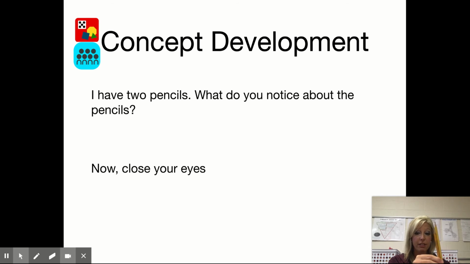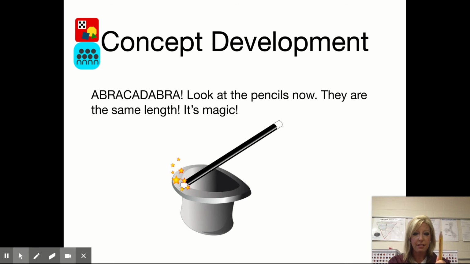Okay, I have a trick for you. Close your eyes. Oh, I see you peeking. Close your eyes. What do you notice about my pencils now? What do you notice about those pencils? What do they look like? They're the same length, and it was the same two pencils. Do y'all think I'm magic?